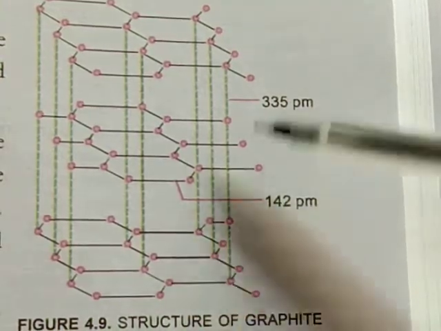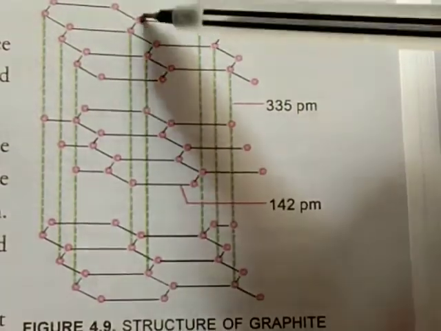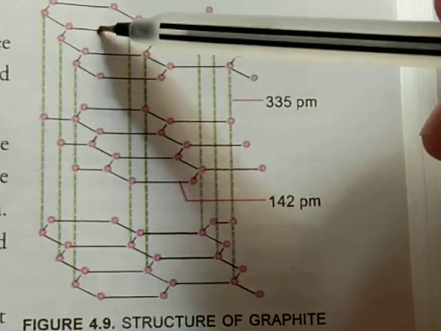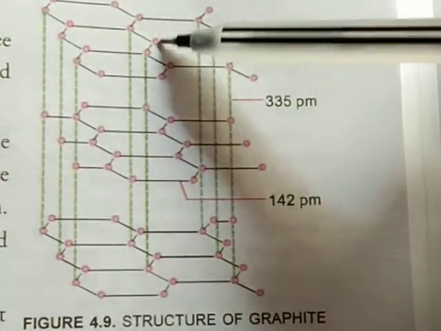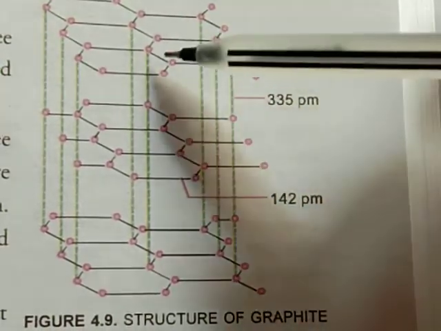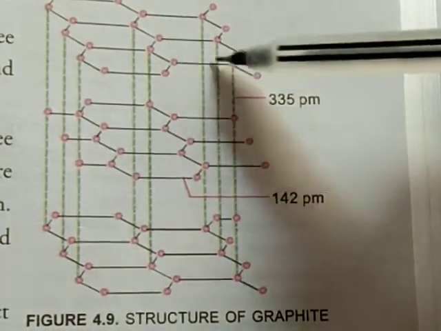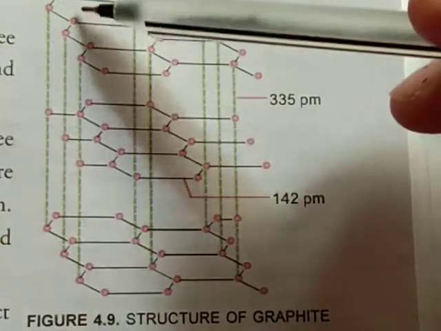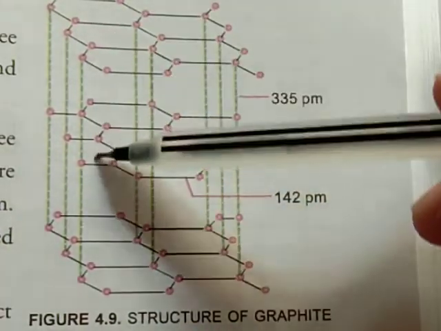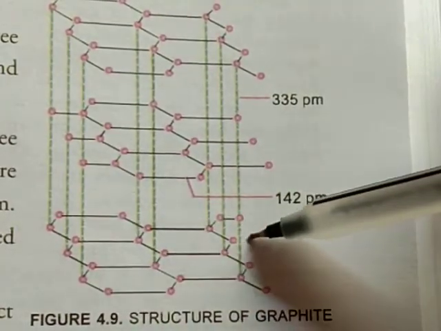Now let us see the structure of graphite. Each carbon atom is linked with 3 carbon atoms only, 1, 2, 3, by covalent bonds, and it will form hexagonal rings, 1, 2, 3, 4, 5, 6. One ring is formed. These hexagon rings are present, and they are arranged in layers like this.